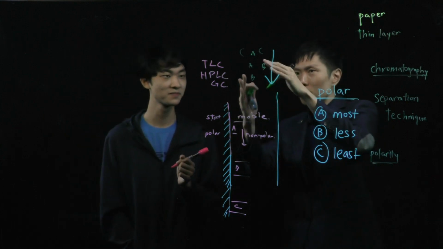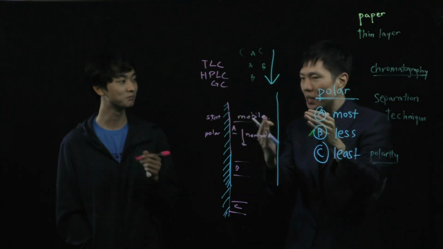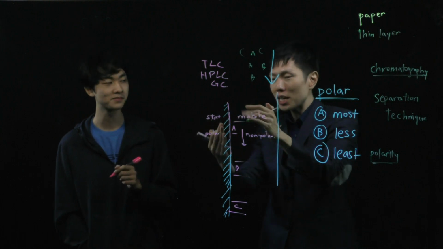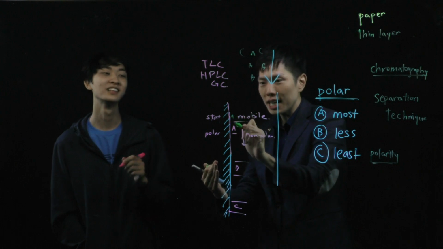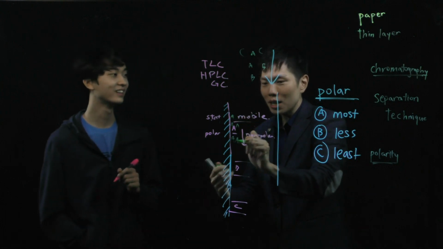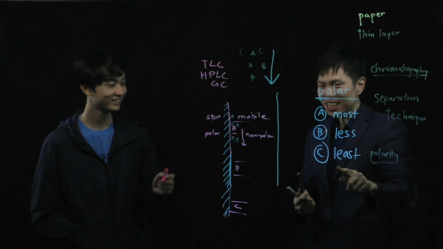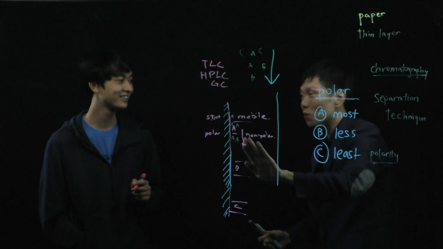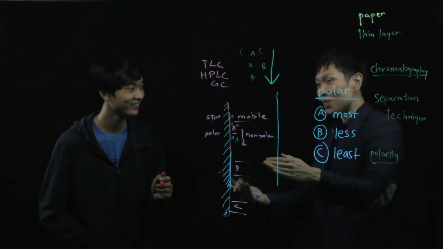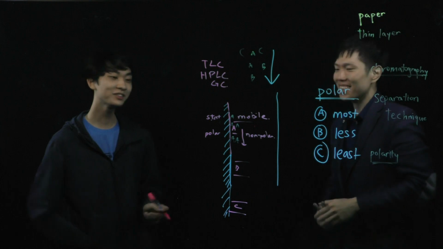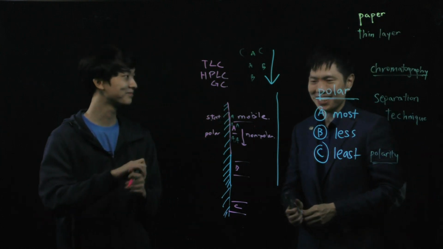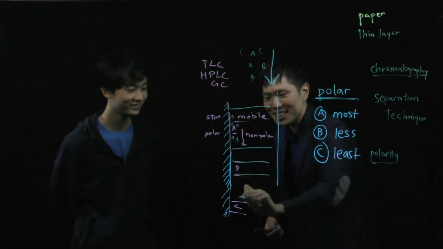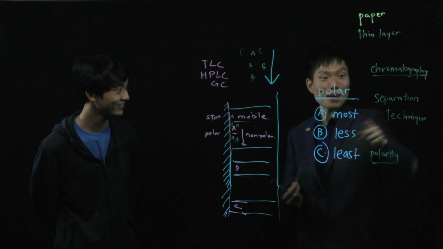Because A is the most polar among all, and polar molecules interact better with polar substances, it's being held back. There's interaction here, and it lingers longer. Whereas at the other extreme, C is not polar, so it's not even interacting, and that's why it's able to flow through more. That's the reason we talk about bands. They separate into bands: A becomes one band, B becomes another band, and C becomes another band, and they're now separated.